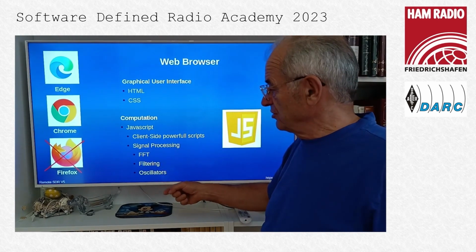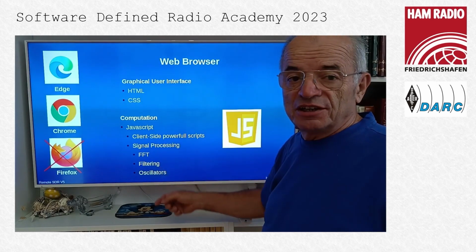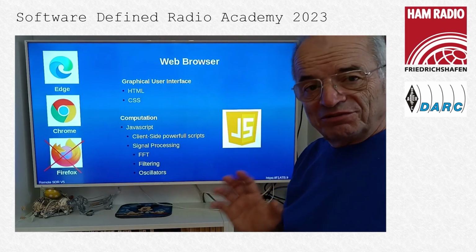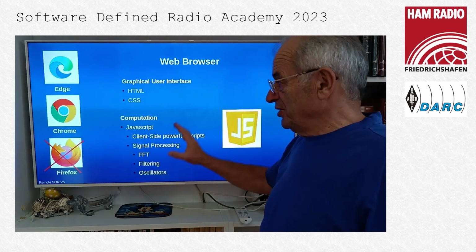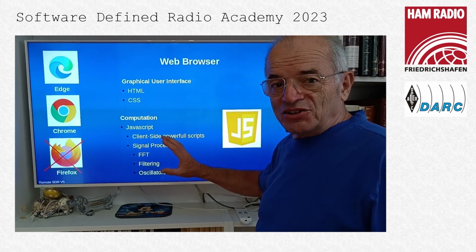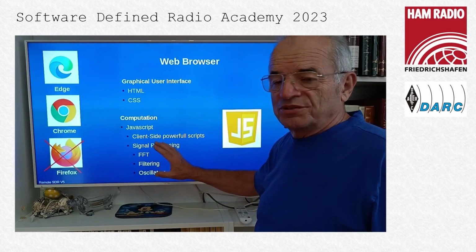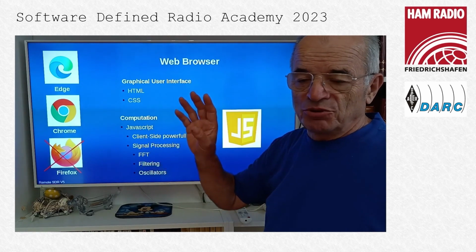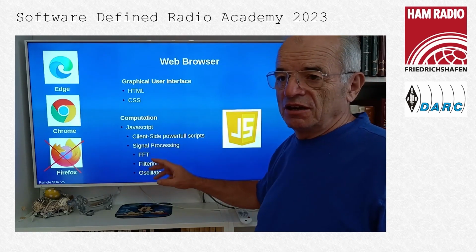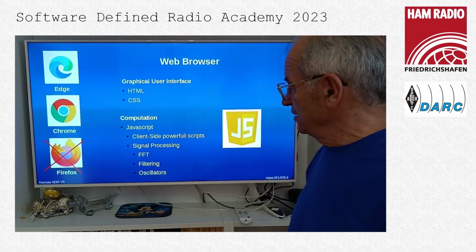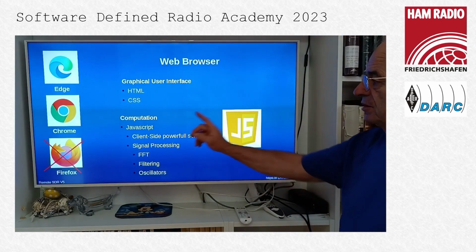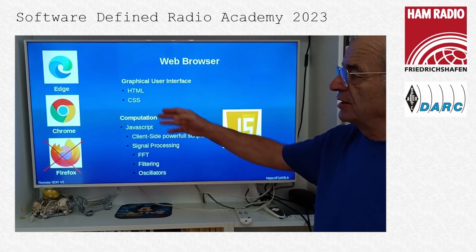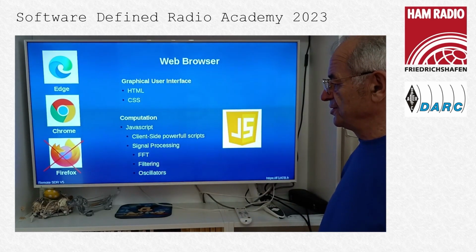signal processing functions like FFT, filtering, oscillators. In one line of code, you have an FFT or an oscillator. So it's very simple. Nobody knows that, but it shows how powerful web browsers are today. And as already mentioned, it works on your smartphone, on your PC, on your Mac. So JavaScript to display the data on your system.